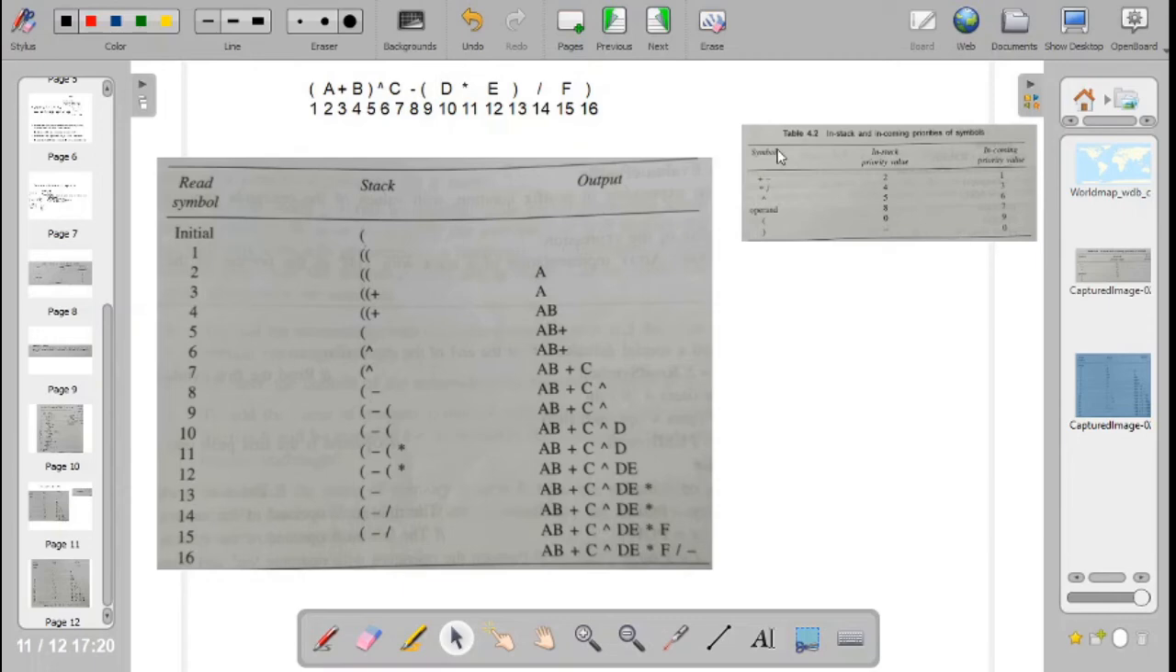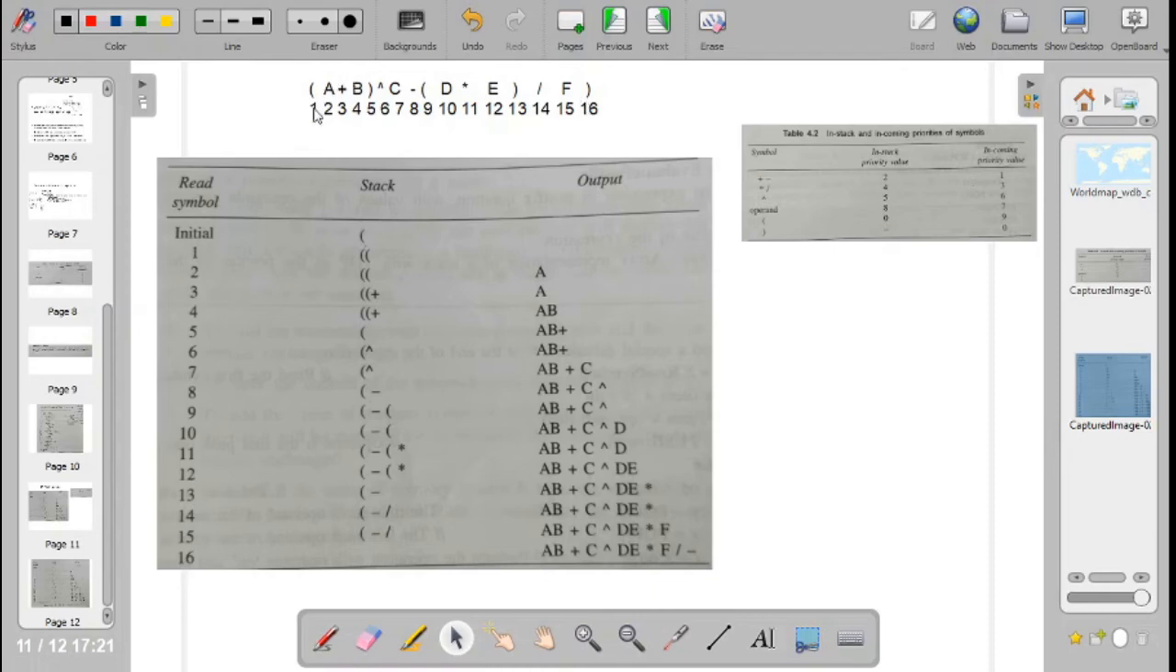Initially we said the stack will have the opening brace, and there will be a last operator to indicate the end of the infix expression. There will be a closing bracket also. So that is where we start.